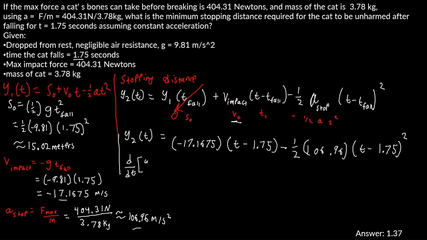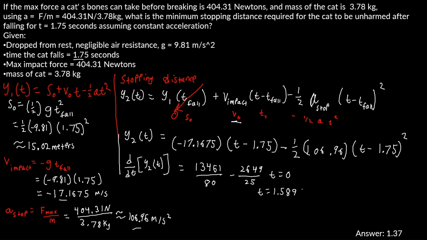Now that we have the position equation, since we want to know the minimum stopping distance, we want to find the extrema of the second position function. We'll start this by finding the derivative of the equation. This is 13,461 over 80 minus 2,649 over 25 t. Setting this equation equal to 0, we find the time at which the extrema for this function occurs.